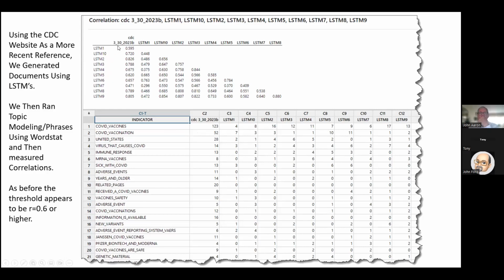Essentially, you can see I've got some correlations here between the CDC and the documents that I ran, which are called LSTMs. And you see they all hit that. Some of them hit higher, some hit lower, but it all kind of comes around when you see a Pearson correlation coefficient of about 0.6 between words. You know that it's probably a candidate that this thing could be generated by a computer, right? From a single source document.